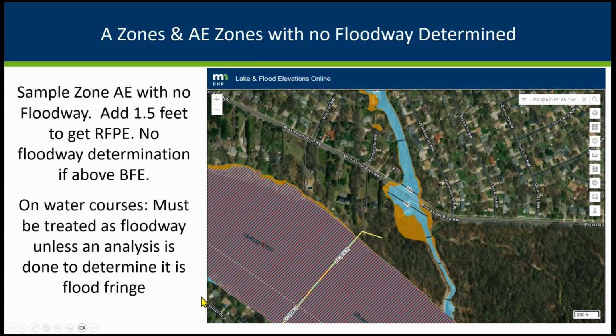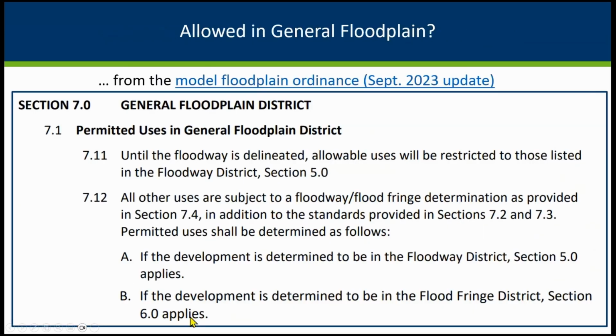A reminder that in addition to A zones, there's AE zones. There's detailed areas where we don't have a floodway. For the regulatory purposes, we're pretty much treating them the same. And in our model ordinance, if it's not floodway or flood fringe on the current map, we call it the general floodplain. So that is both the A zones where we don't have any information, or the detailed study where there might be the cross sections and base flood elevation lines, but there's not a floodway determined.